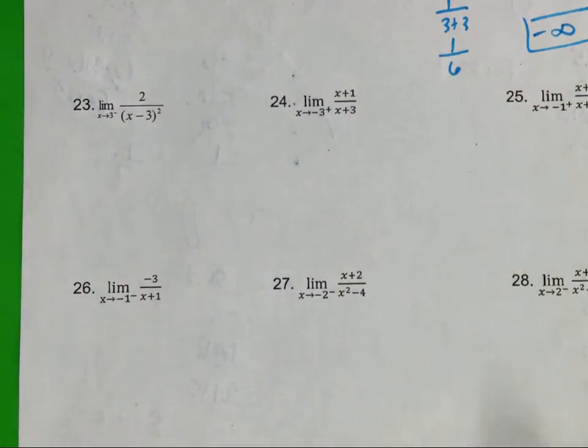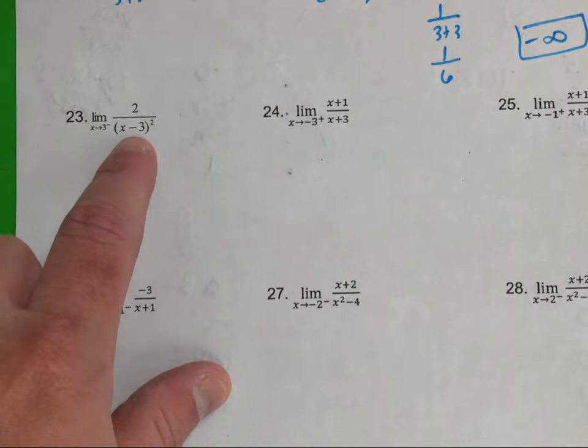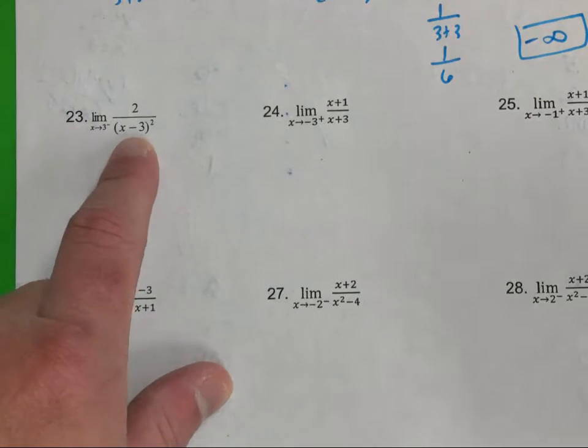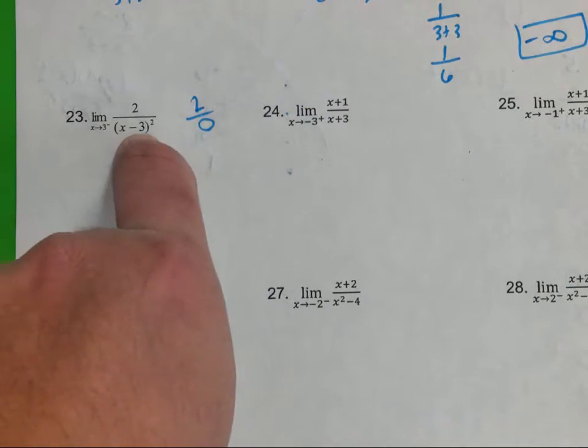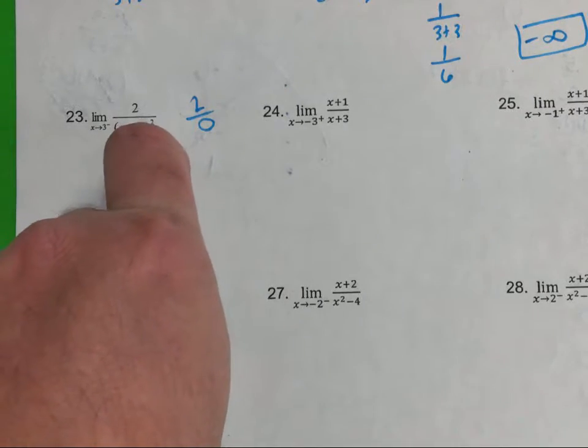Let's look at number 23. First thing I do is I apply direct substitution. Plug 3 in. 3 minus 3 is what? I need all eyes up here. 0. So I got some number over 0. Well, I should be able to look at that problem and say, okay, I can't cancel that x minus 3 out, so that means there's going to be an asymptote somewhere.